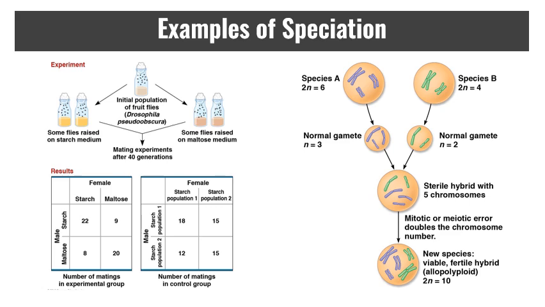You could also have isolation due to genetic mistakes. So in the example on the right, we had two different species. One was a 2n of 6 and one is a 2n of 4. They both made a gamete, okay, because they were even in number. The hybrid had 5 chromosomes, so it's sterile, okay, but maybe eventually there is a mitotic or meiotic error, okay, that 5 becomes 10. It's now fertile again, and that could become a new species with a diploid number of 10. So we get the idea.